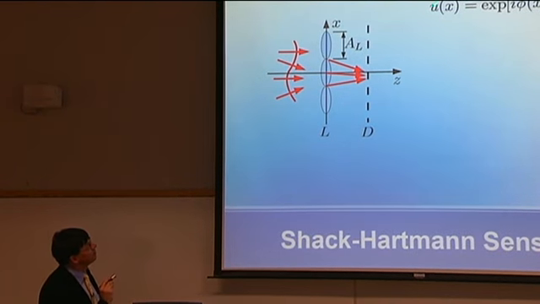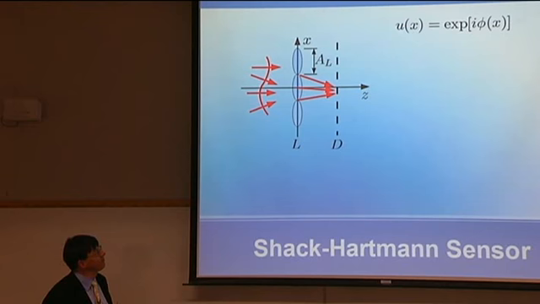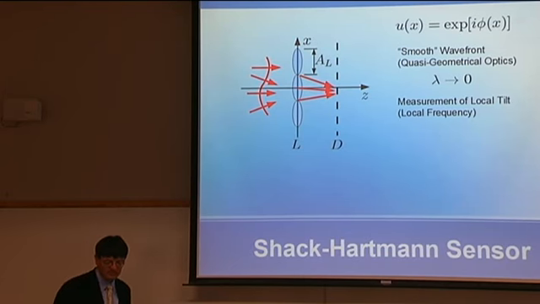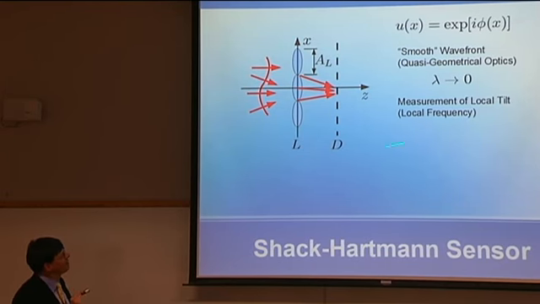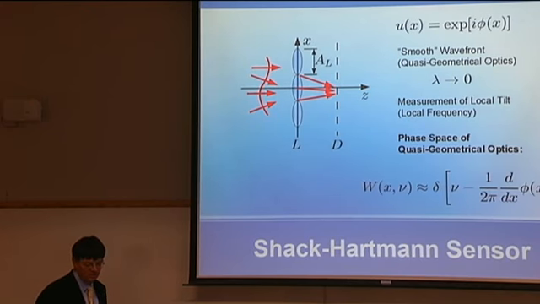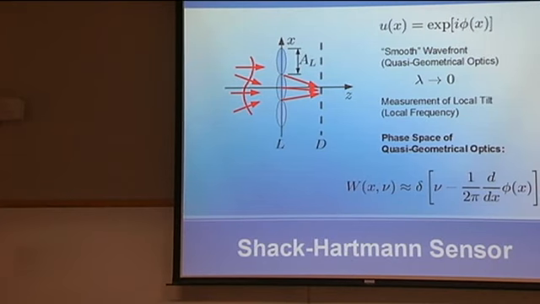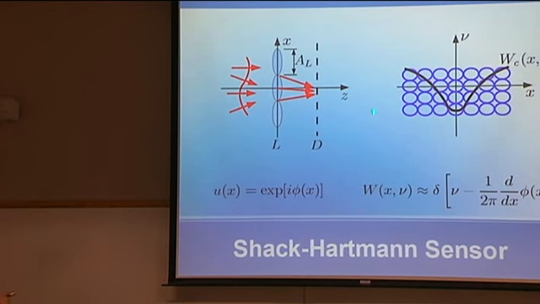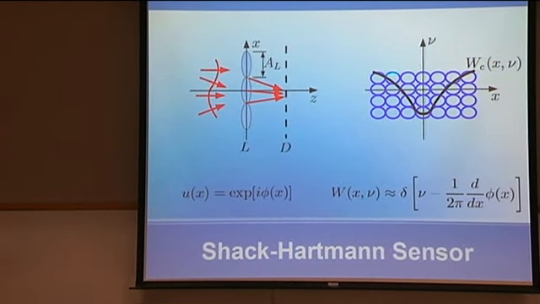So the idea here to plug this into phase space is we have our complex amplitude, which is really a phase function. And because it is smooth, we can treat this almost like a geometrical optical problem. So what we measure here is really a local frequency distribution. And for this type of phase function, the corresponding Wigner function is a delta line in phase space. And this first order derivative of the phase is just our local frequency distribution. So the phase space of a Shack-Hartmann sensor looks like this.